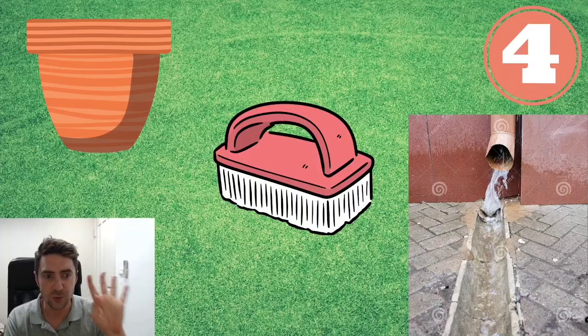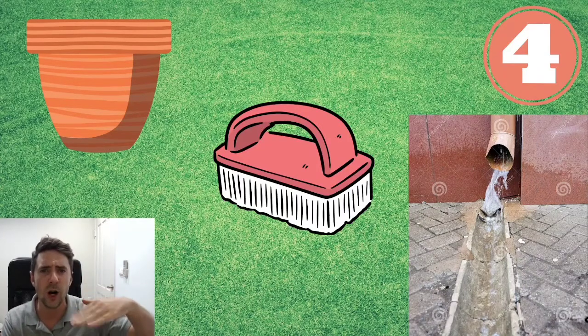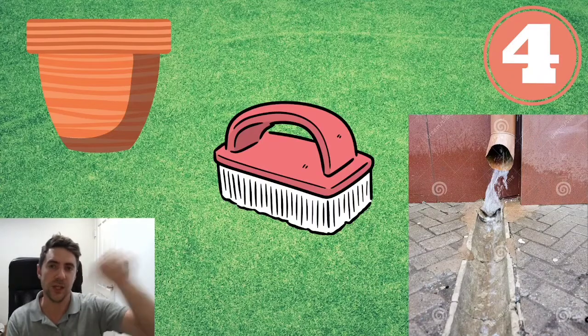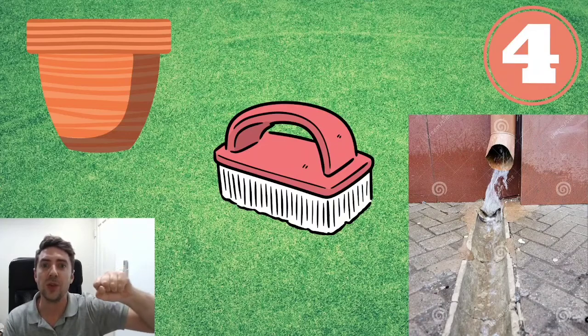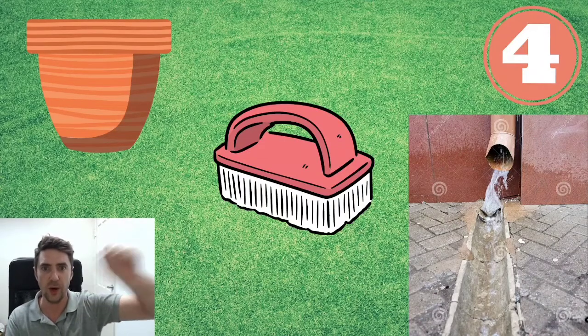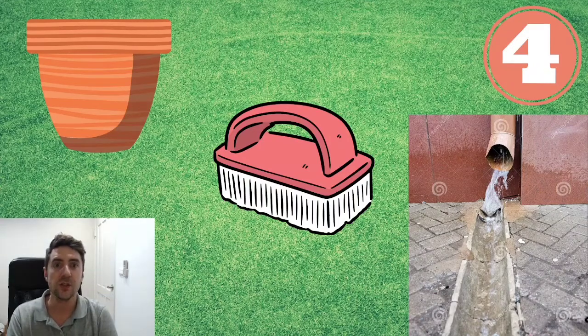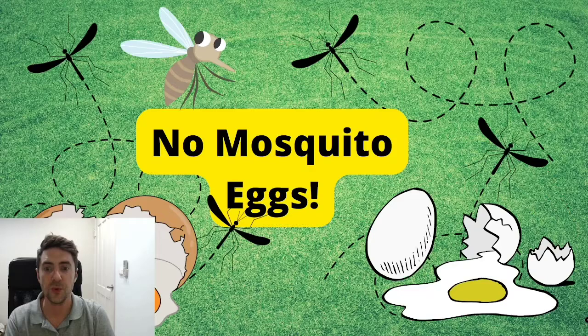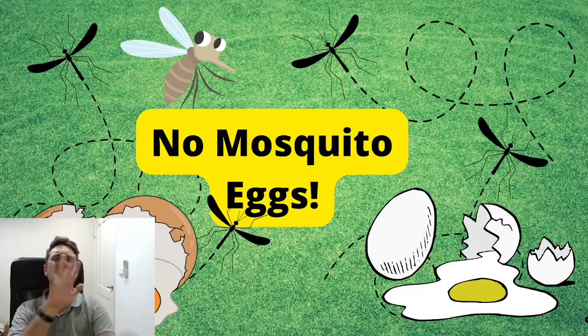And number four, if there were any places that had some water just sitting there, we can clean it. We can scrub, scrub, scrub, scrub, scrub, so that if there are any eggs stuck inside, the eggs will go away. Okay? So that's how we can stop mosquitoes. We can be really careful after it rains, and then there will be no mosquito eggs.